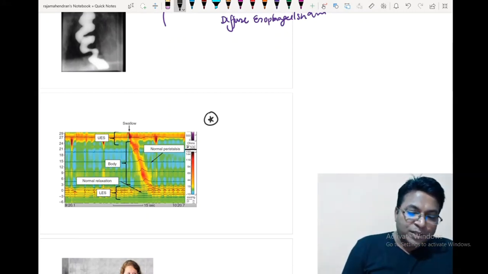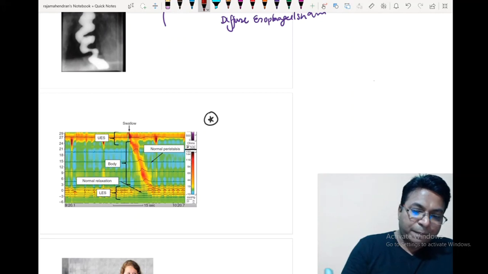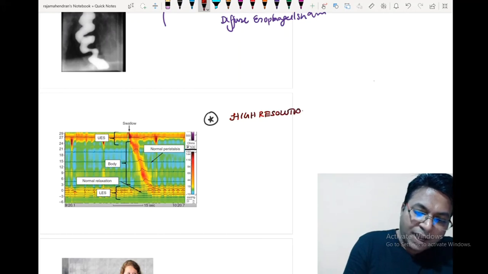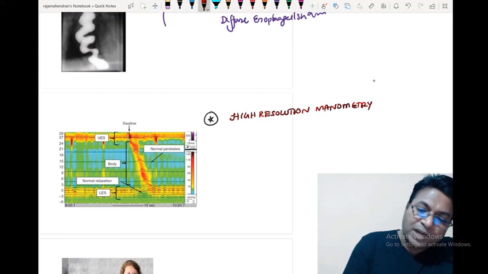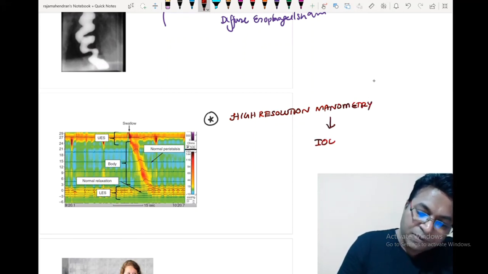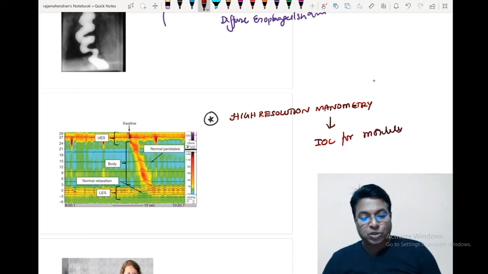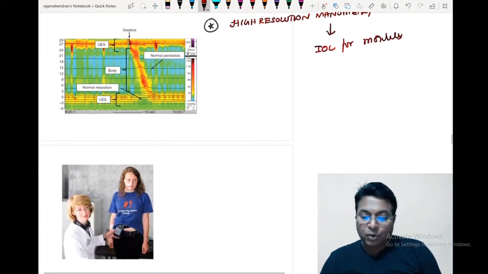Thank you, Vishal. So what is this investigation shown here? This is a high resolution manometry. I am expecting this question for your exam this year. High resolution manometry is the investigation of choice for motility disorders of the esophagus. You will get this question in your exam, no doubt.